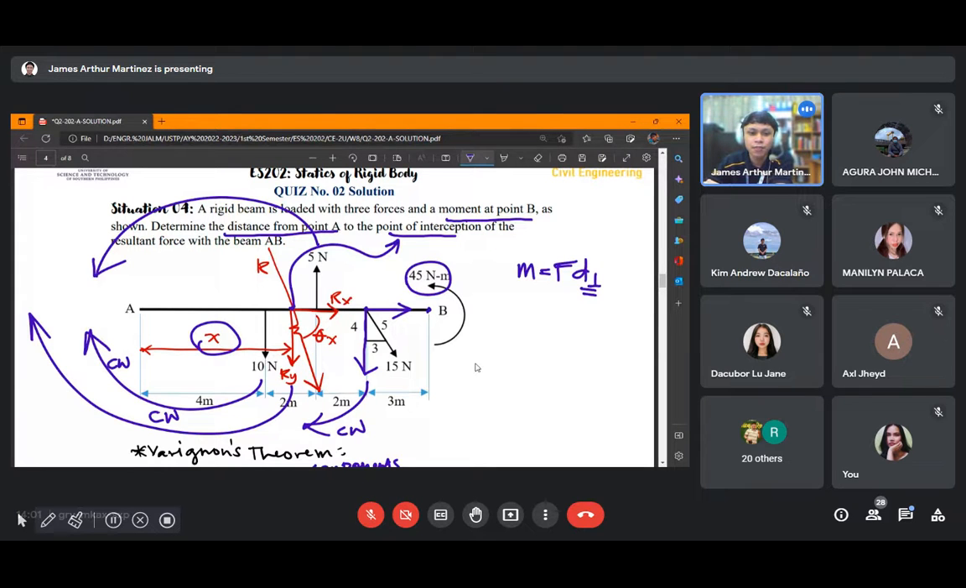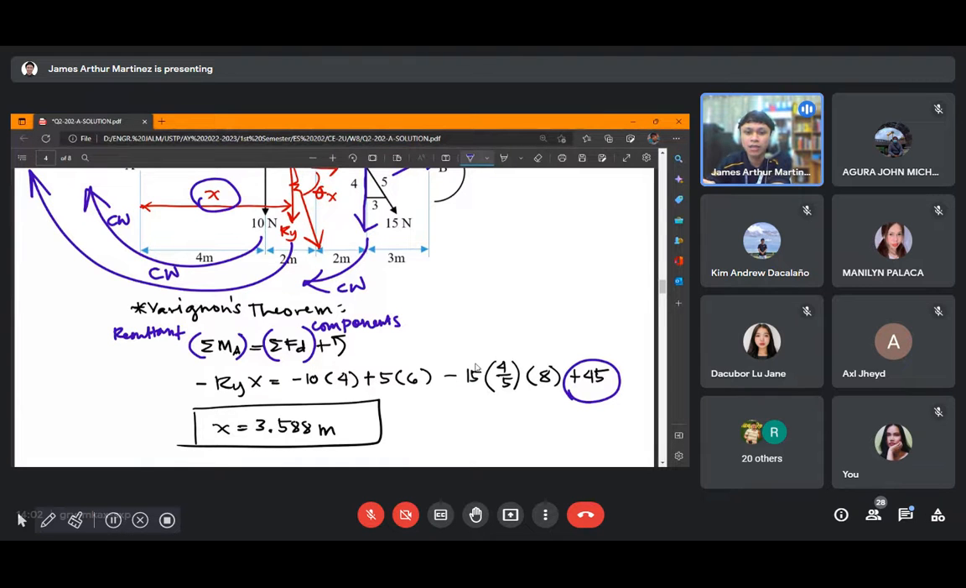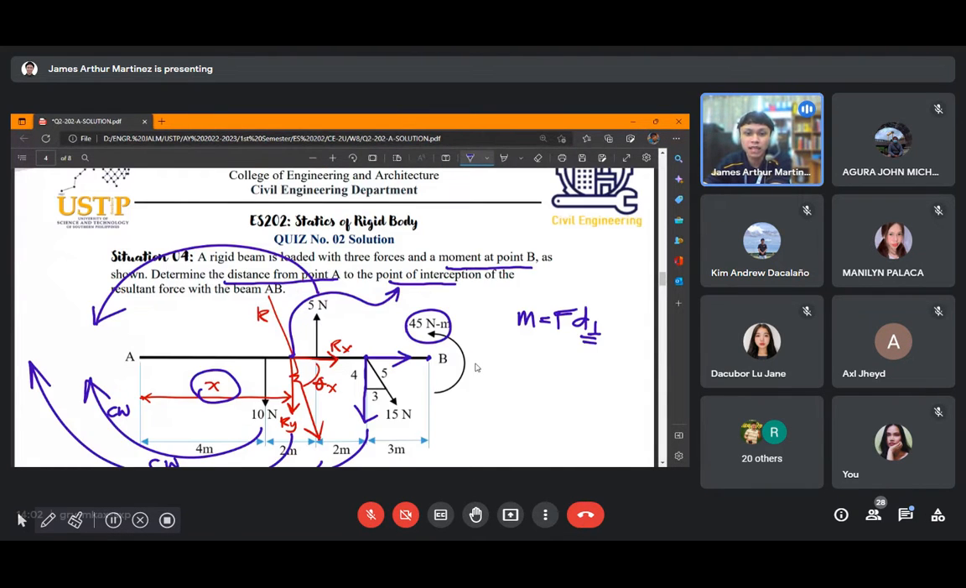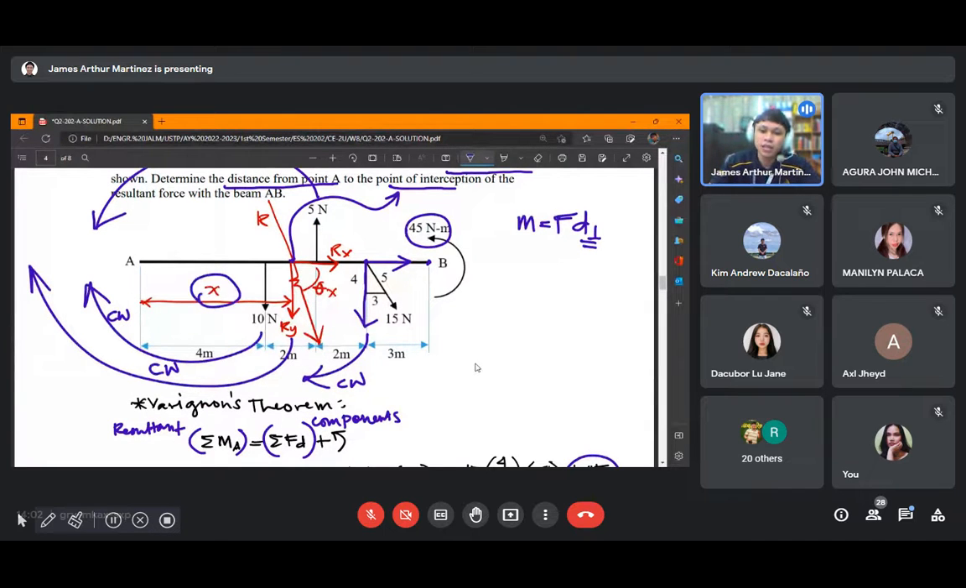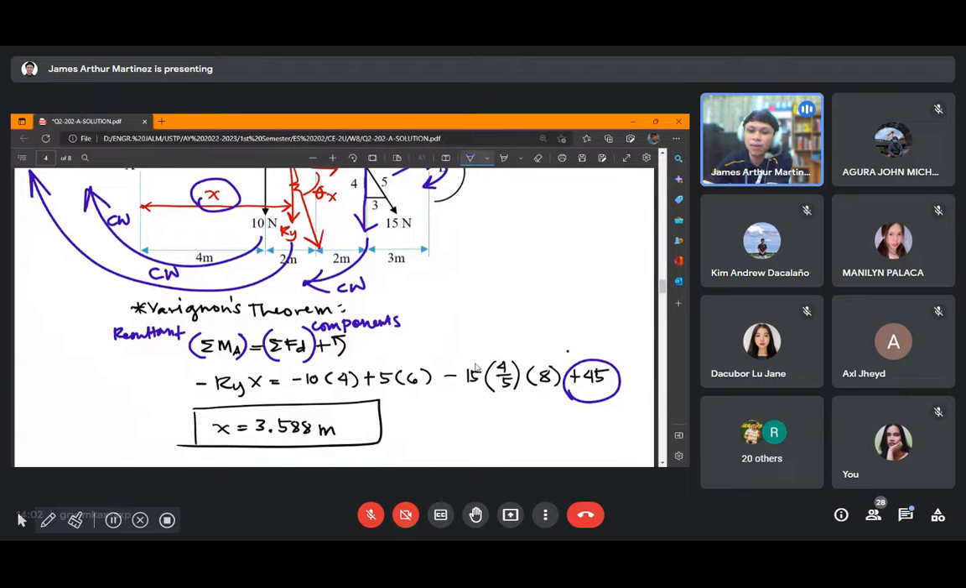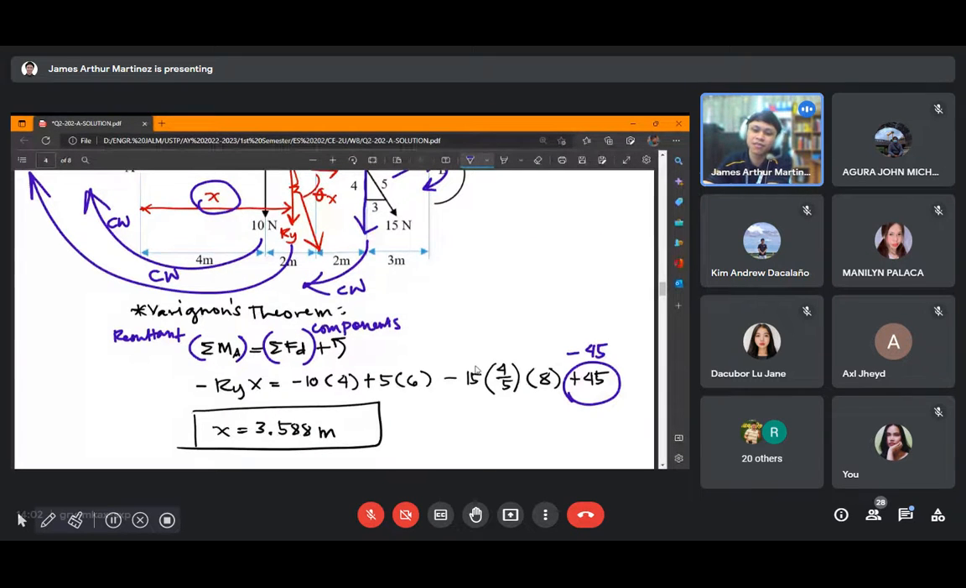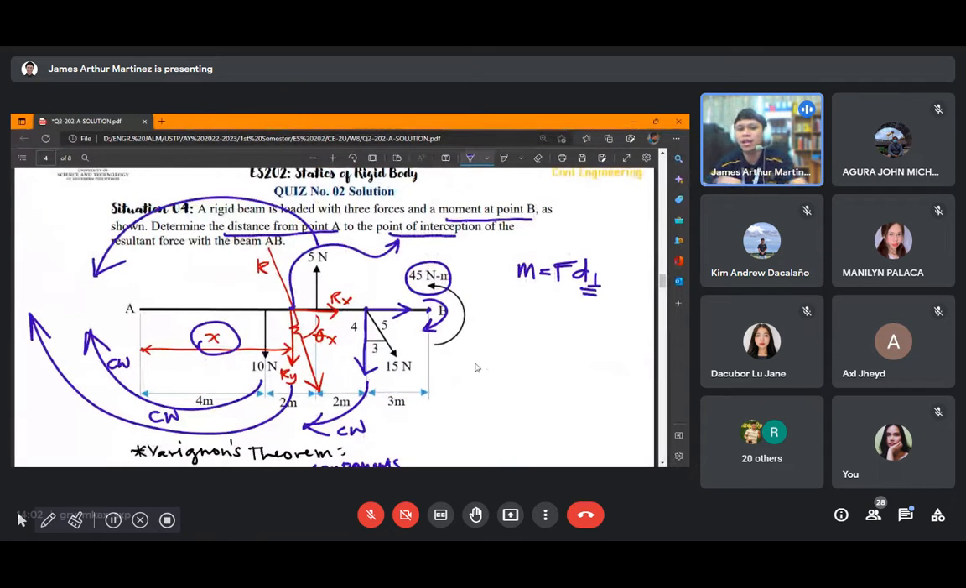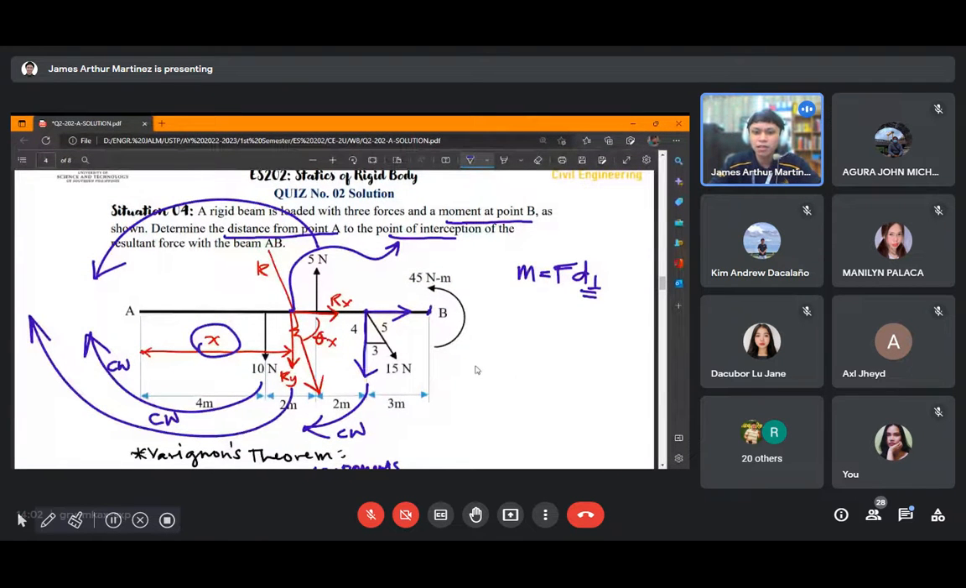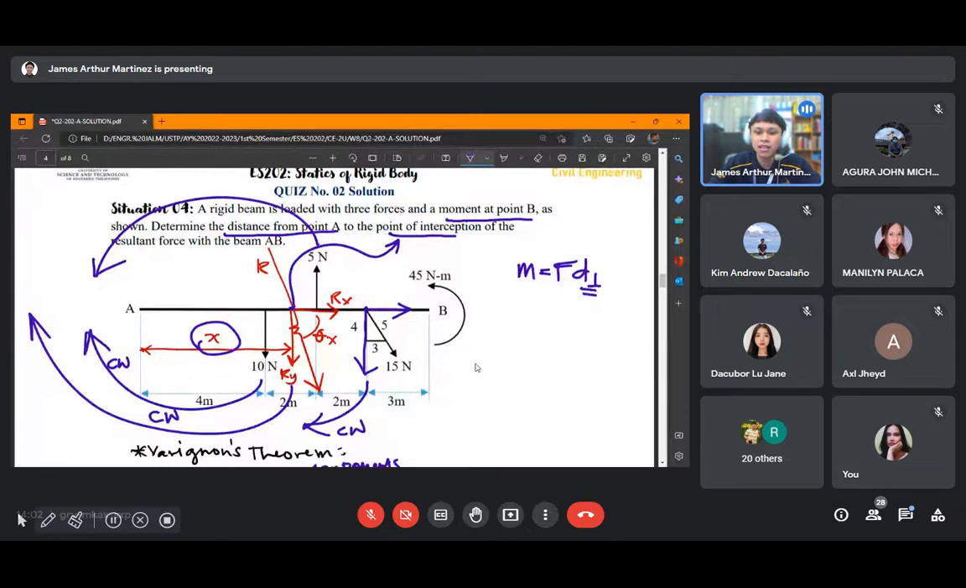So we just add or subtract it in the equation automatically, depending on its rotation. In this case, it is counterclockwise, so it is positive. So we add it, plus 5. But if ever it is a clockwise rotation, that is the time to use minus, like minus 45. I hope you understood. So again, we will not multiply it by its distance, or moment arm.